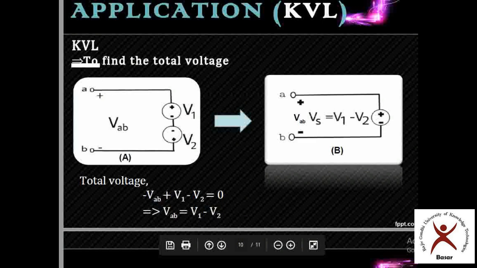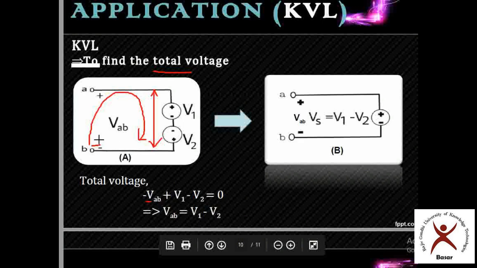In KVL, we have to replace series connected voltage sources. So the parameter for KCL is current, the parameter for KVL is voltage. We have to find the total voltage across this combination. What is the total voltage here? Let us try to apply KVL, Kirchhoff's voltage law. I am going to write this KVL in this loop. That will become minus VAB.